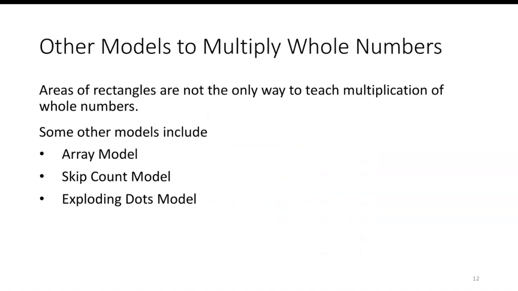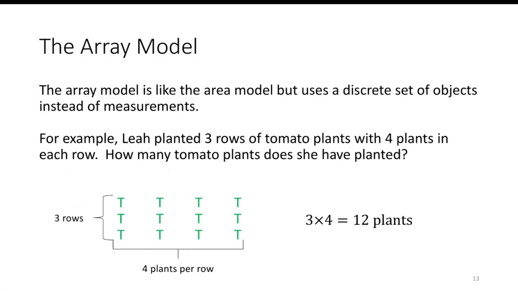Areas of rectangles are not the only way to teach multiplication of whole numbers. Some other models include the array model, the skip count model, and eventually we'll get to the exploding dots model as well. The array model is a lot like the area model, except it uses discrete objects like chips or letters or numbers or rocks or whatever you want to use.